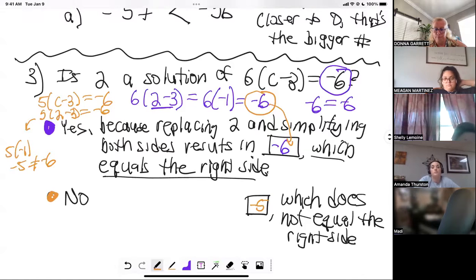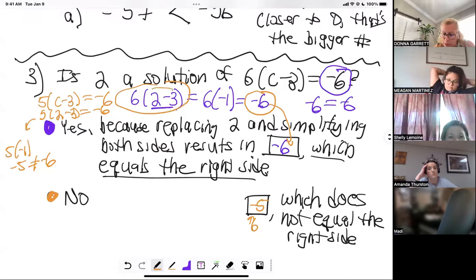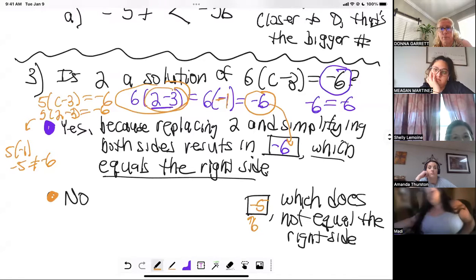Positive 6 equals negative 6, and that would be no. And you would put 6 in that box. Does not equal the right side. It has to be exactly the same thing. Right, but I'm just trying to figure out how you got negative 6. Oh, because when you put 2 in, it's right here. When you simplify this part, 2 minus 3. So 3 minus 2 is 1, but 3 is bigger than 2 and 3 is negative. So it had to be negative 1. That's where this negative 1 came from. And 6 times negative 1 is negative 6.